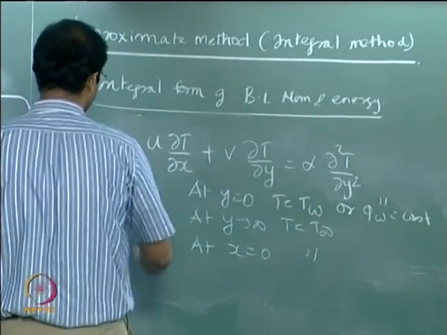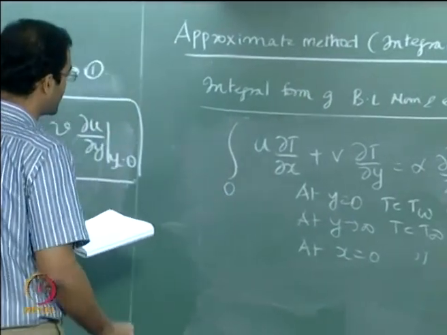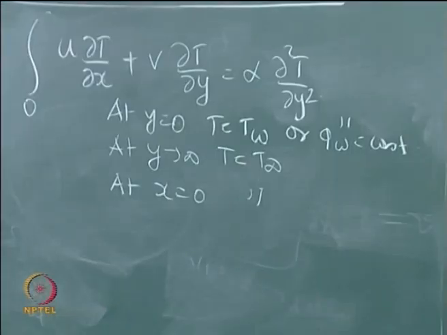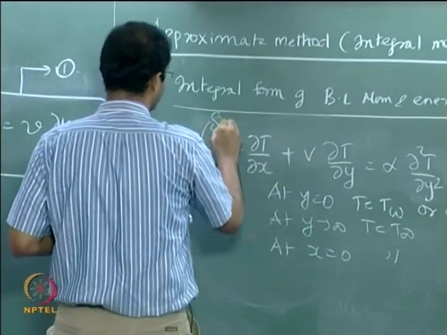So what we are simply doing is integrating again. Now when we are integrating, we cannot integrate it till the boundary layer thickness, because now we have to integrate it till the characteristic thickness for the energy, which is the thermal boundary layer thickness. So we integrate it till delta T.